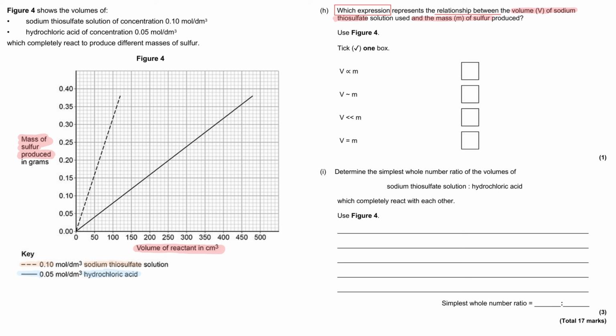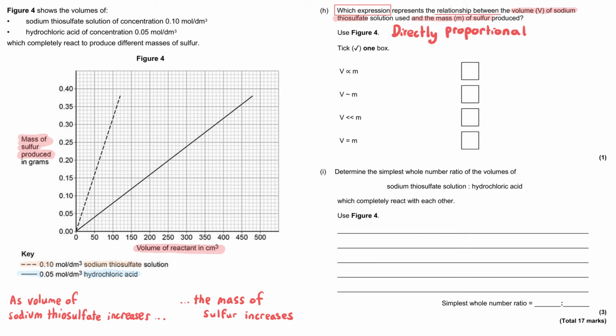And so as the volume of sodium thiosulfate increases, that's this line here, you can see that the value on the y-axis also increases. And it doesn't just increase, it's actually directly proportional because it's a straight line that goes from the origin, from 0, 0. And that means that the first answer is the correct answer. The volume is directly proportional to the mass produced.